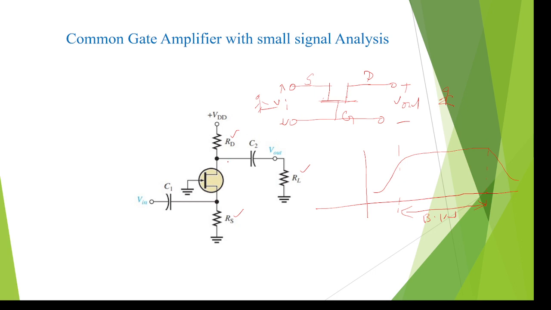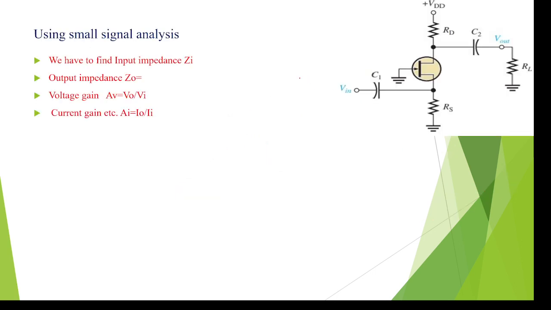Coming to the small signal analysis, we can find the input impedance and the output impedance of the circuit. What is the voltage gain? What is the current gain? All these parameters we can calculate mathematically by using small signal analysis. I will draw the small signal model. For this, the transistor is in between output and input. Here the gate is common for the input as well as the output side, so this transistor is in between.